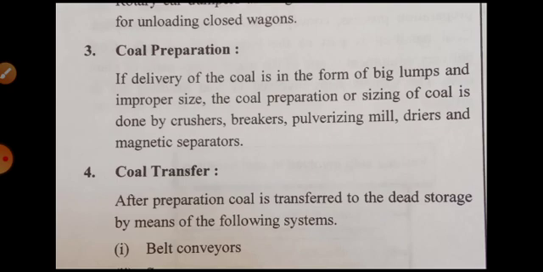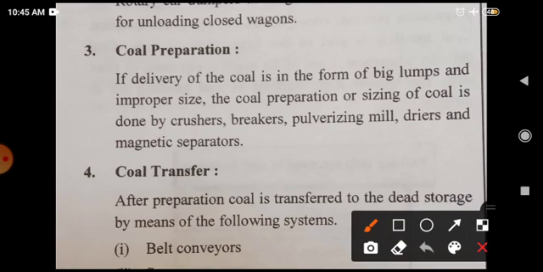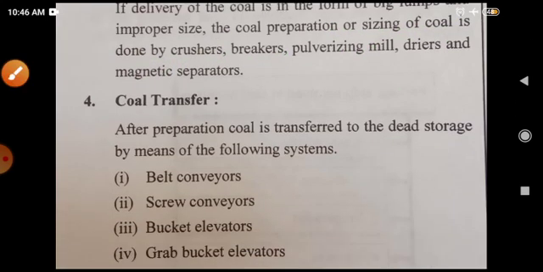So to burn that coal efficiently, you have to make it in powder form. So you have to take that coal to a proper size for burning in the proper way. Sizing of coal is done by crusher, breaker, pulverizing mill, dryer and magnetic separator. These are the things we are going to discuss.